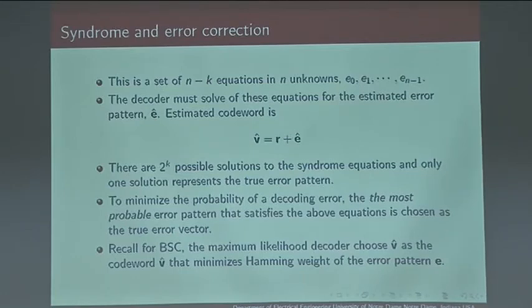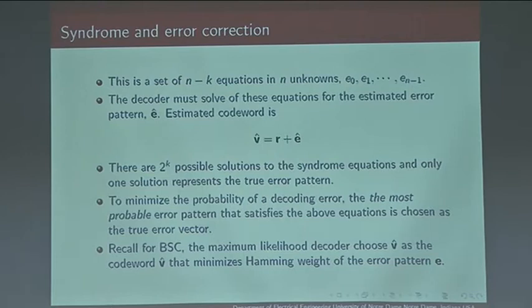Or if so, we would want to pick V hat as the code word which has the minimum Hamming distance to the received vector. Now, the Hamming distance between V hat and R is just the number of non-zero positions in E, right? That's the number of ones in E, which changes bits in R, makes them different in V hat. So minimizing the Hamming distance between R and V hat is equivalent to minimizing what we call the Hamming weight.